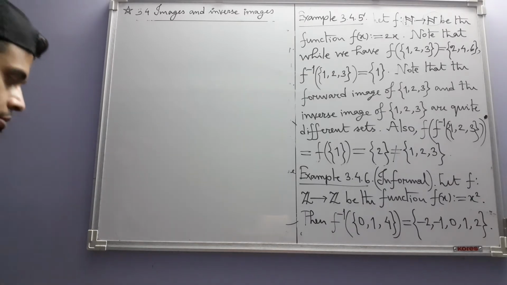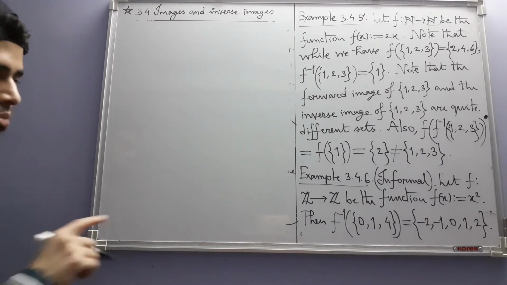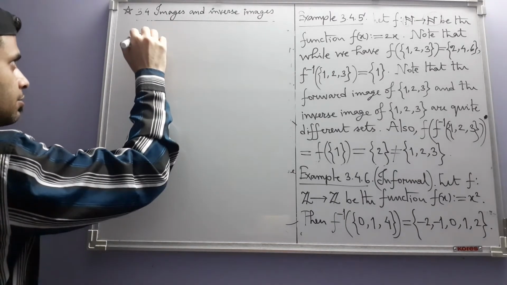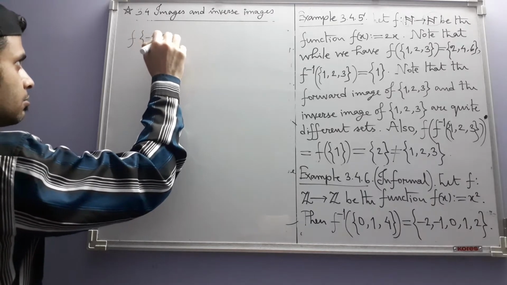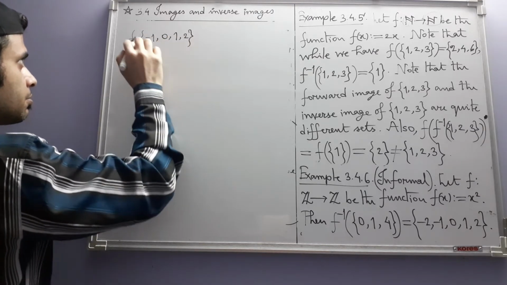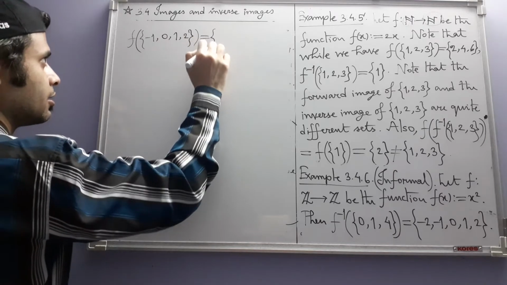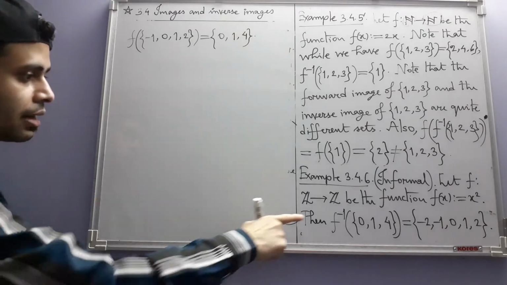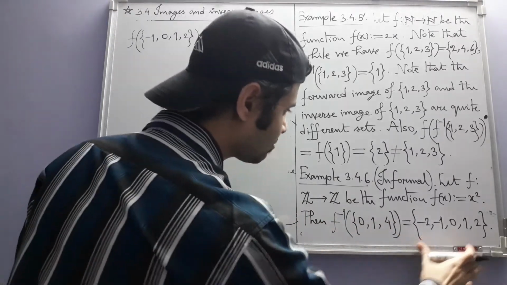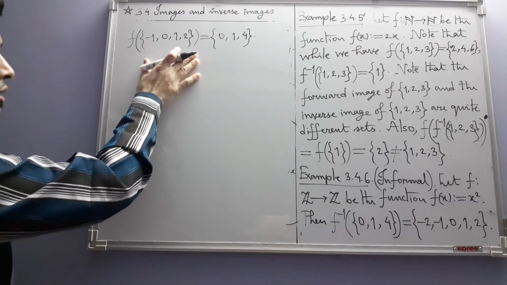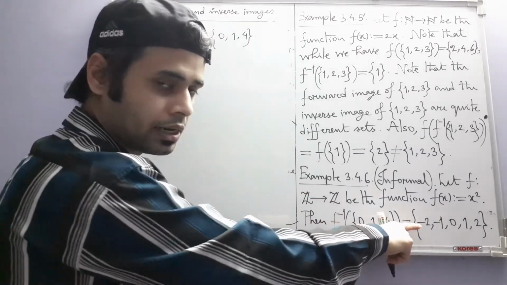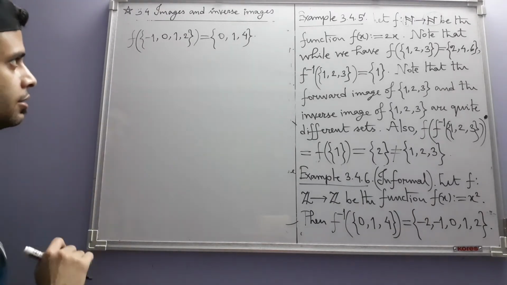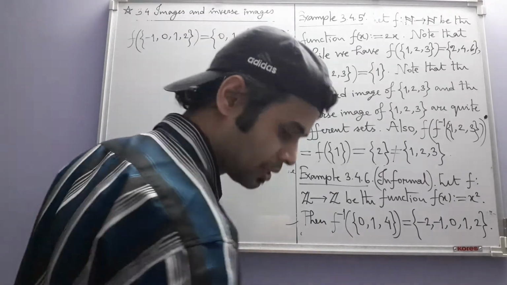So just to remind us of what we did previously with this function, we calculated this forward image and it turned out to be this set. Now we calculated the inverse image and we have got a bigger set than this one. You see, -2 is there in this set, but -2 is not in the original set with which we started. So from this we can conclude something like this.